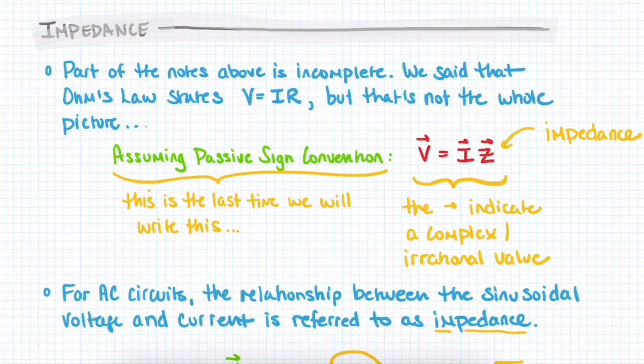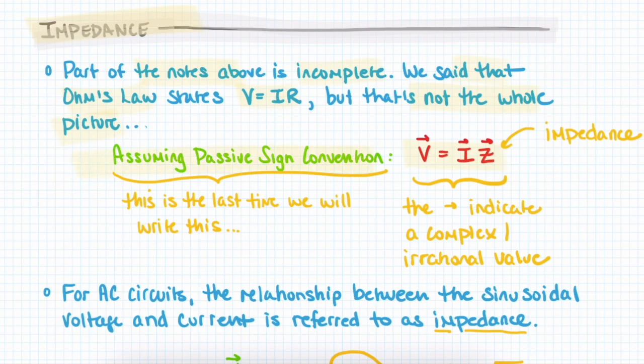All right, impedance. So far we've talked about Ohm's law, we've talked about passive sign convention, and we've been discussing it simply in terms of resistance. So part of those notes above, they're incomplete. We said that Ohm's law states V equals IR, but that's really not the whole picture. The more complete form of that equation is V equals IZ, or voltage equals current times impedance.